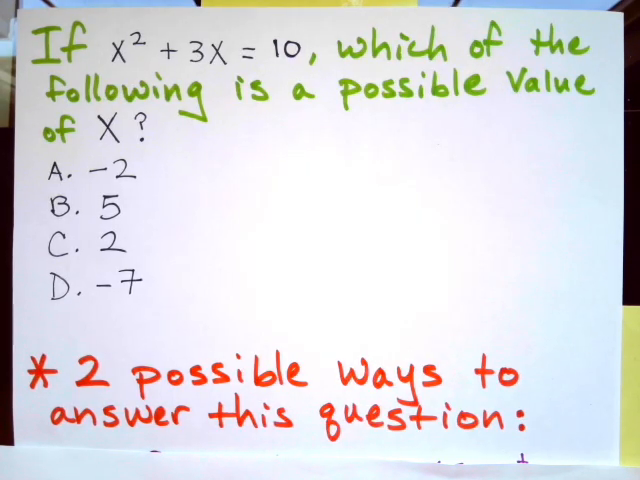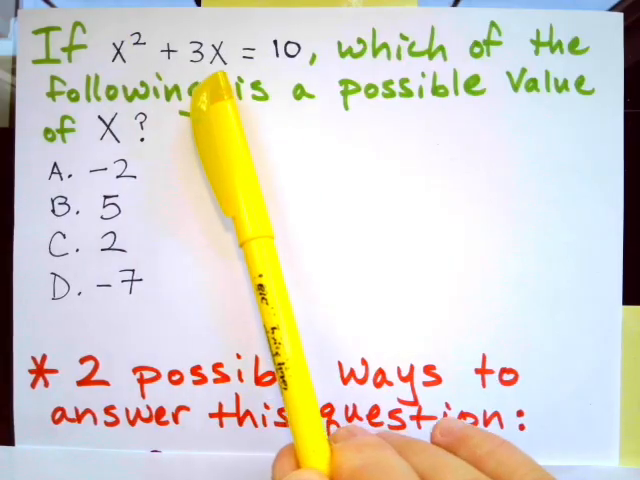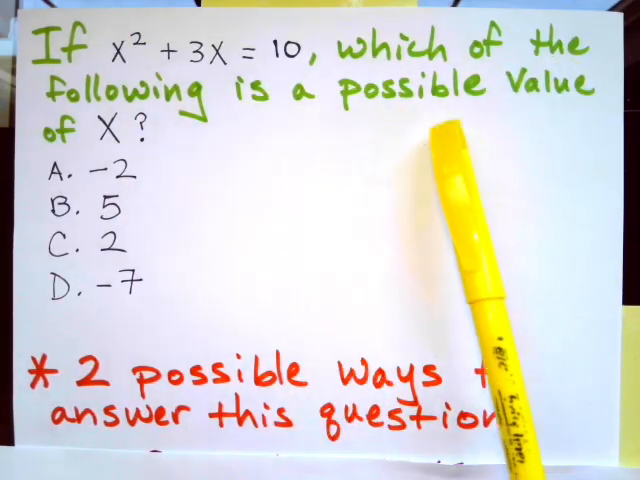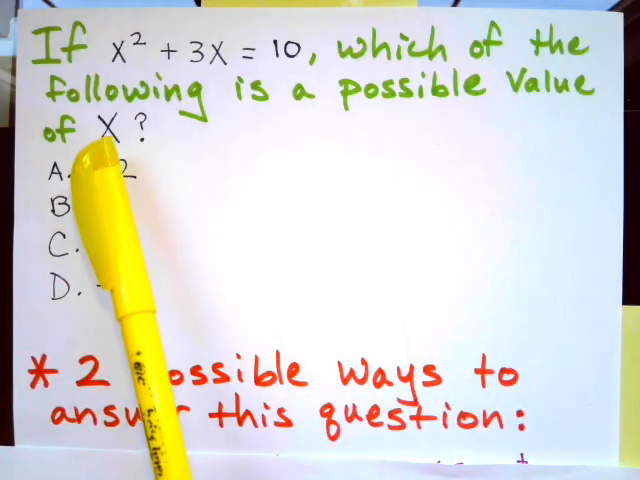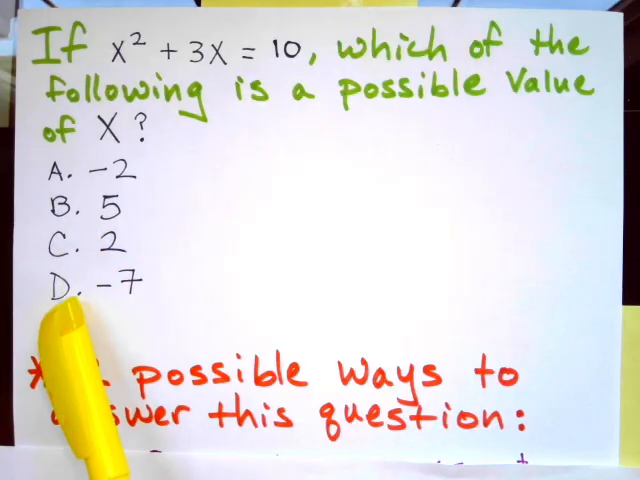So I'd like to go over another GED type of question you're going to see here. If x squared plus 3x equals 10, which of the following is a possible value of x? A, -2, B, 5, C, 2, or D, -7?